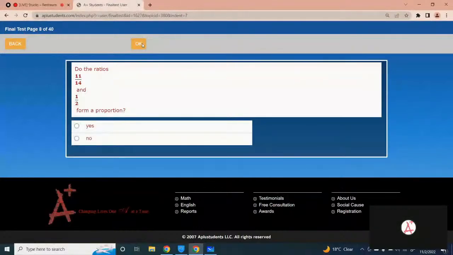Do the ratios form a proportion? If the fractions are equivalent, they form a proportion. Both of the fractions are not equivalent, so they don't form any proportion. The answer is no, they don't form a proportion. Got it?